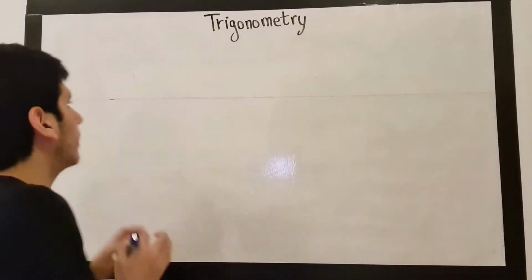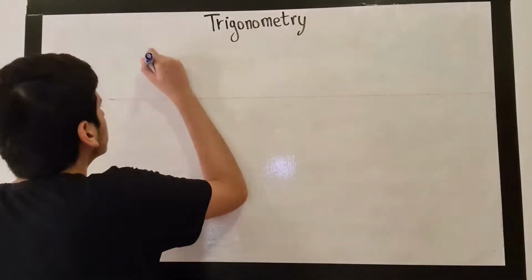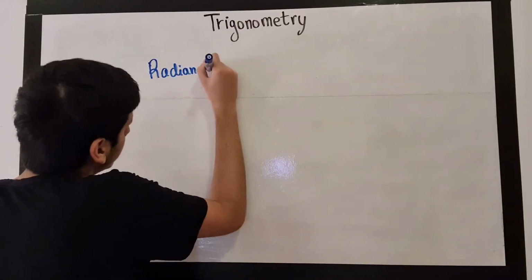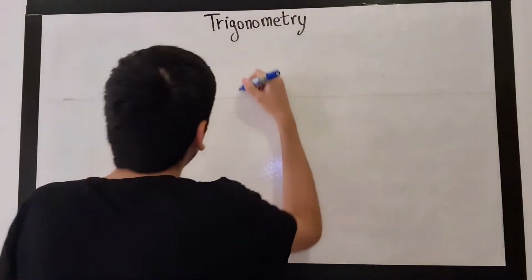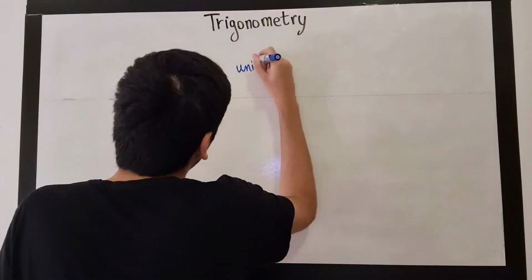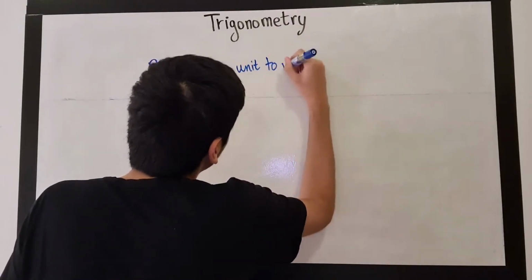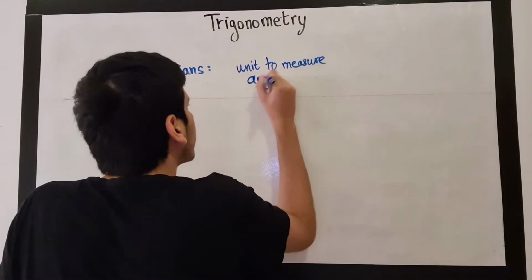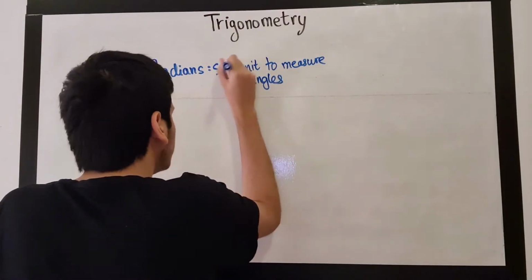And let me just write that down. The word radians. Radians, as I've already said, is a unit that we use to measure angles. And it's actually the SI unit.